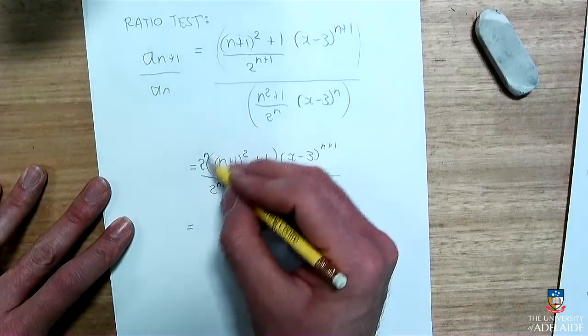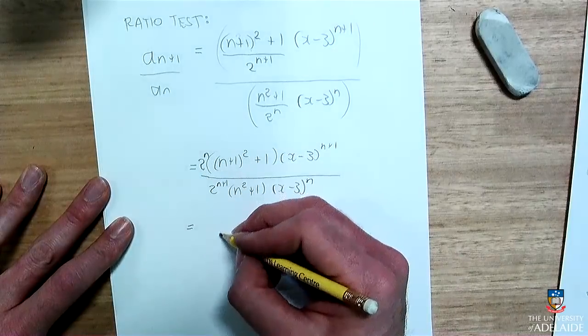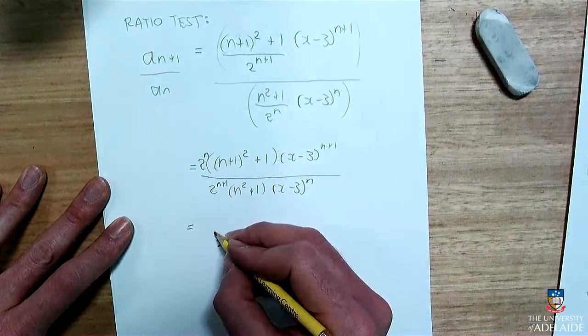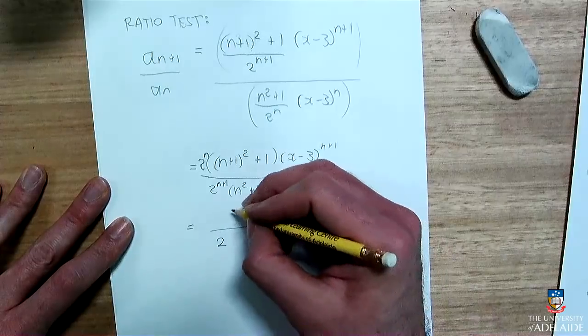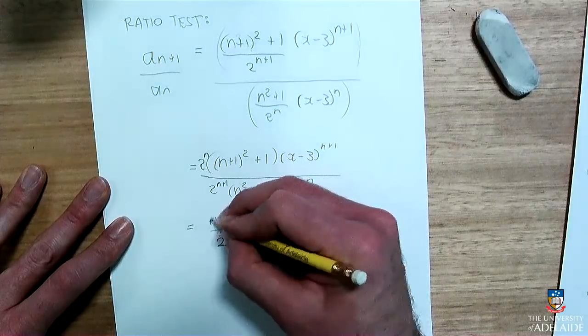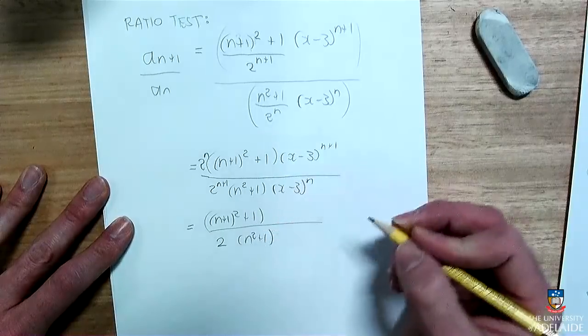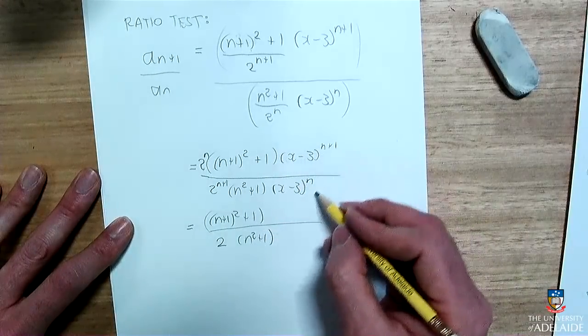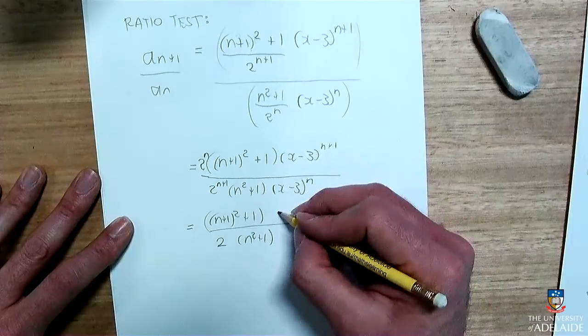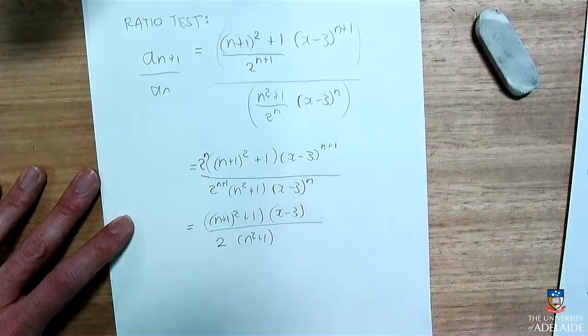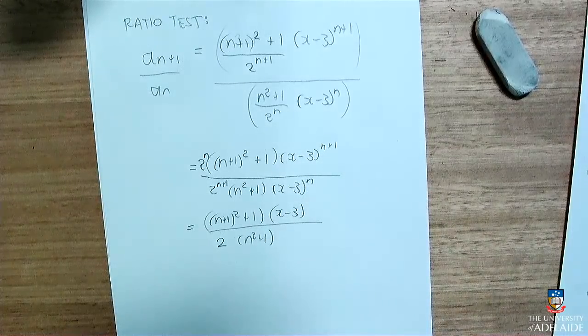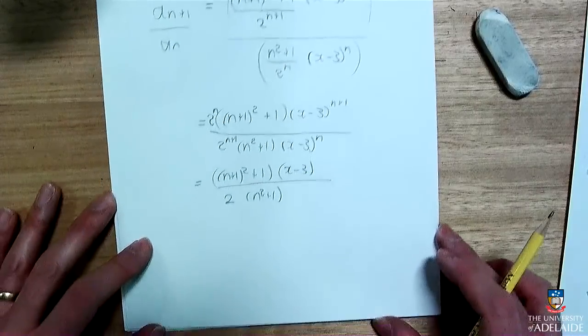So most of that 2 to the n cancels with this 2 to the n plus 1, and we end up with a 2 on the bottom. This top's not going to be fun, so I'll just leave that there. And the x minus 3 to the n plus 1, most of that cancels with the x minus 3. And so I just end up with that. So the n plus 1 divided by the thing to the n, we subtract the powers and we just end up with a 1. Okay.